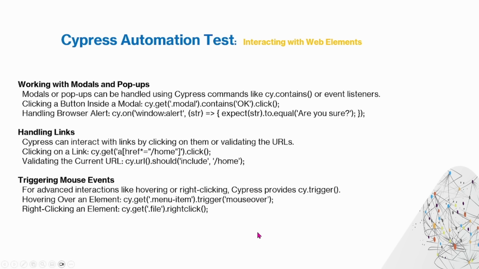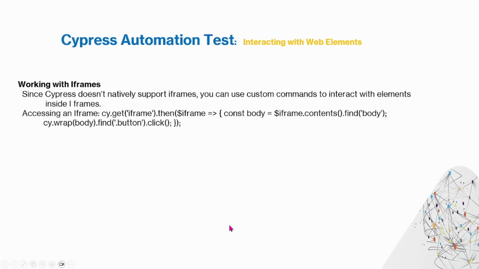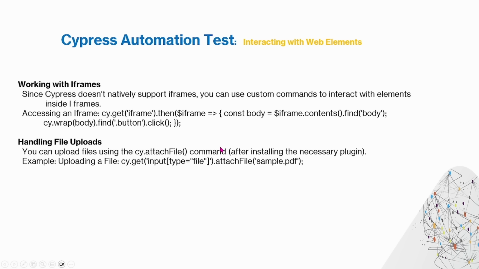For advanced interactions like hovering or right-clicking, Cypress provides cy.trigger. For hovering over an element, you can use trigger, mouseover. And for right-clicking an element, you can use .rightclick. Since Cypress doesn't natively support iframes, you can use custom commands to interact with elements inside iframes. Accessing an iframe, cy.iframe, you can use this command right here. You can also upload files using the cy.attachFile command as well, in this example shown here.